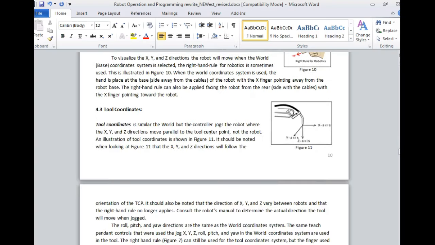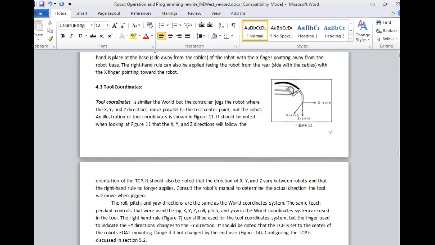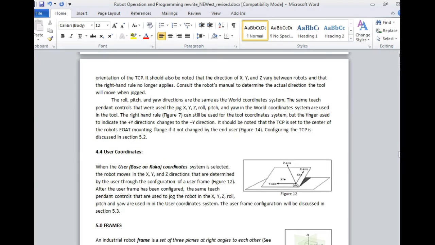Then we have what we call the tool coordinate. This is Cartesian relative to the what? To the tool. But it's still X, Y, Z. It's still X, Y, Z, roll, pitch, yaw. And then we have user coordinates. User coordinates gives you the ability to establish X, Y, Z. What direction do you want it to go? Y'all understand that? Everybody okay?